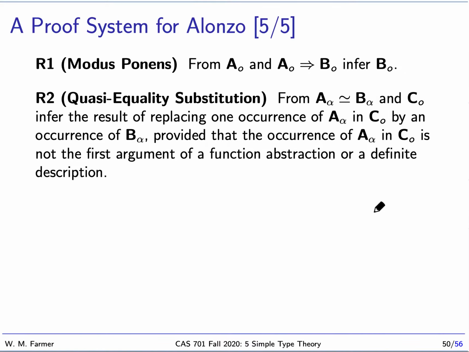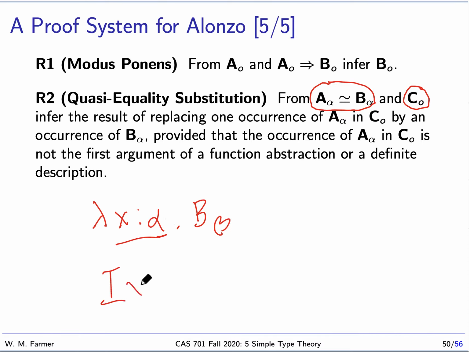And now we have just two rules of inference, modus ponens, which we've seen before, and quasi-equality substitution. So here, if we have a quasi-equality and another formula, we can replace in that formula one occurrence of A by an occurrence of B. We can do that because they are quasi-equal. And there's a proviso here: the occurrence of A in C cannot be the first argument of a function abstraction or definite description. So in other words, it can't be this, we can't replace this. And similarly, we can't replace this.